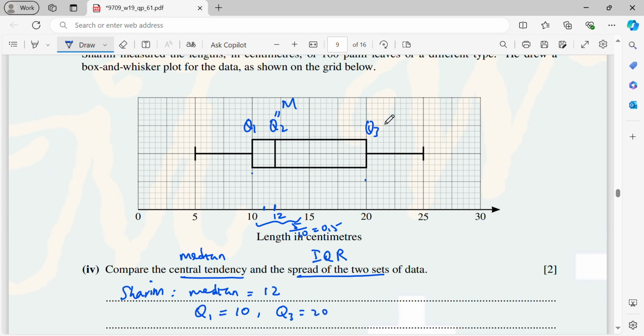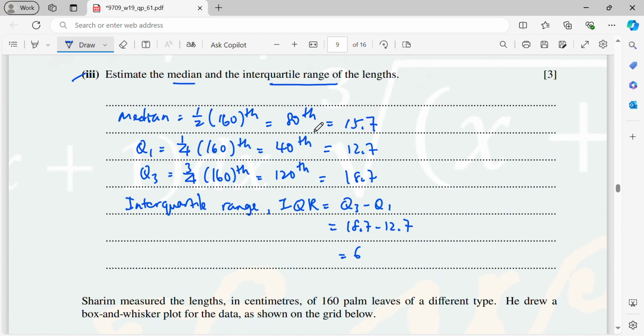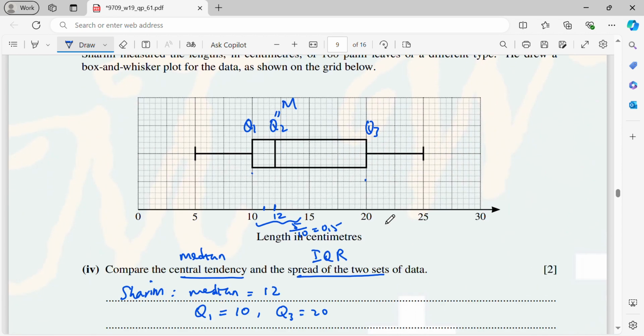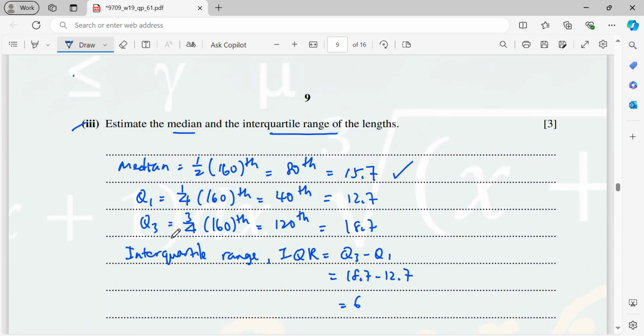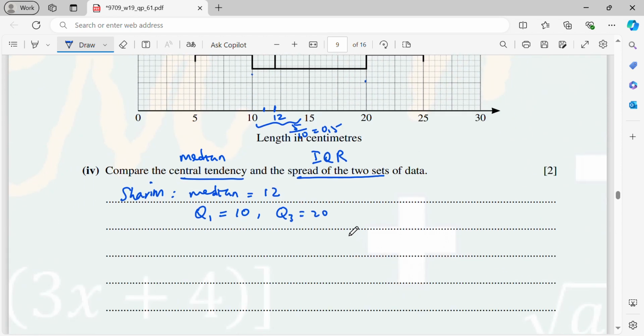Okay, so now I compare with the previous values. So the median was 15.7, right? Now the median is 12. That means Sharim has a lower median. And then the IQR, interquartile range, previous data was 6. And now this is the IQR. Okay, now I need to calculate the interquartile range. That is 20 minus 10. That is 10.